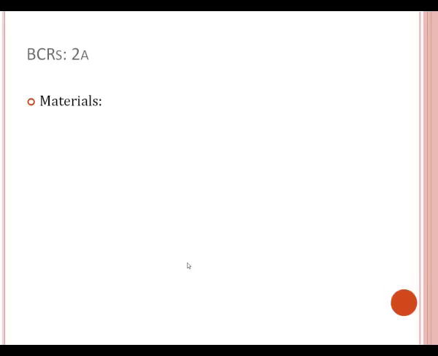BCR2 is asking us to design a procedure to determine if an unknown sample is a metal or a non-metal. So this is what we did in class with our lab. What I recommend you do, the first part of the question asks for materials. I would skip that for now and go ahead and write your procedure, and then go through your procedure and underline the things that you need and then write them down as the materials. So we're going to skip materials for now. We're going to go to the procedure.